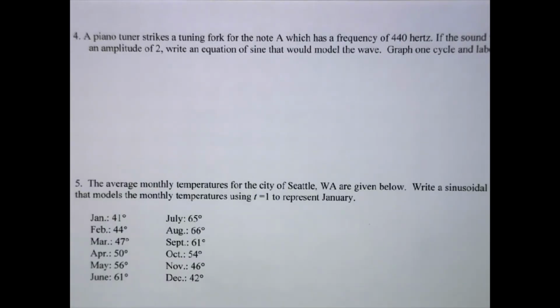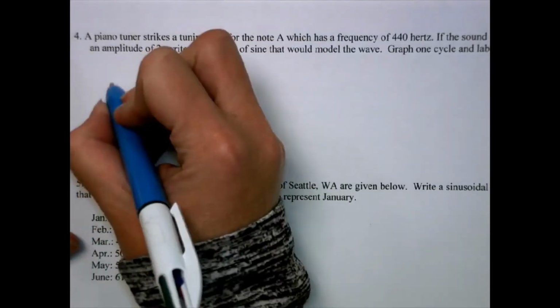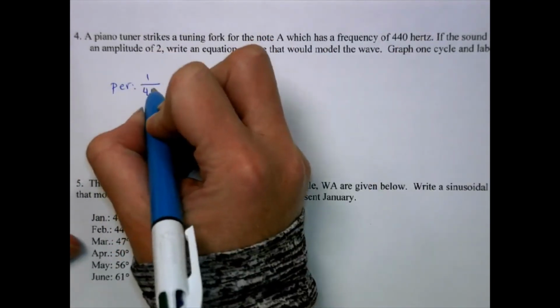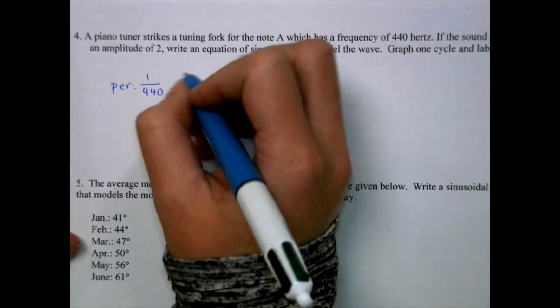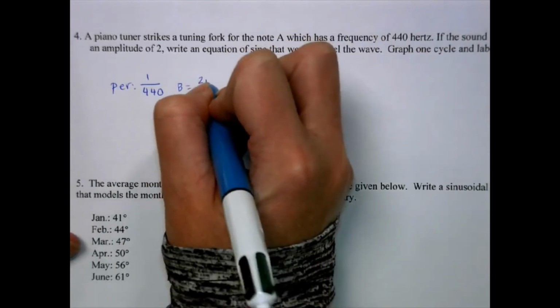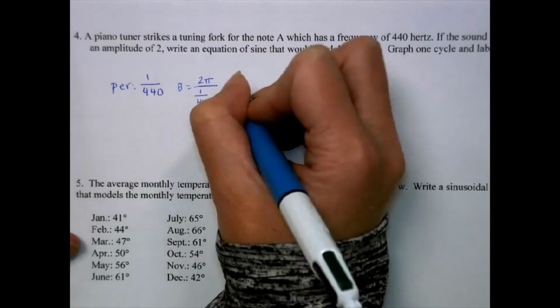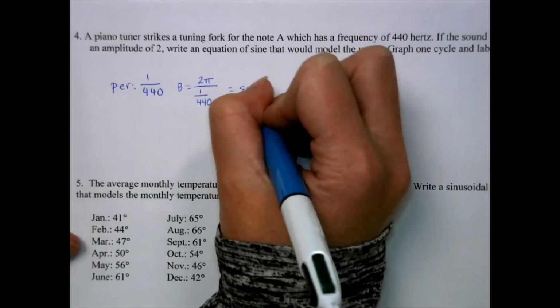A piano tuner strikes a tuning fork for the note A, which has a frequency of 440 hertz. The sound wave has an amplitude of 2. We're going to write the equation of sine that would model the situation and graph 1 cycle. All right, so my amplitude is 2. The period is going to be 1 over the frequency, so 1 over 440. My b is going to be 2 pi over 1 over 440, which is going to be 880 pi.